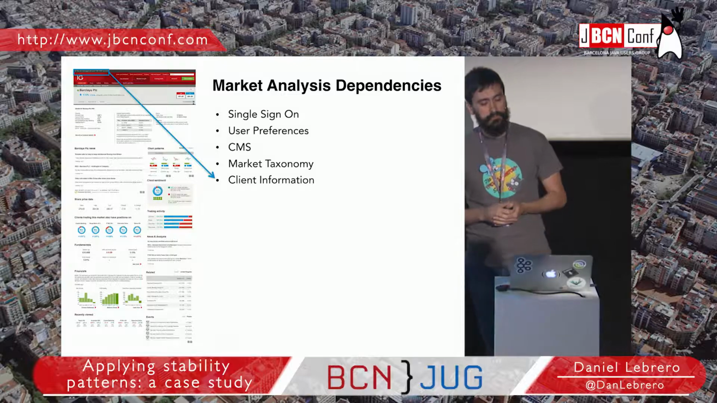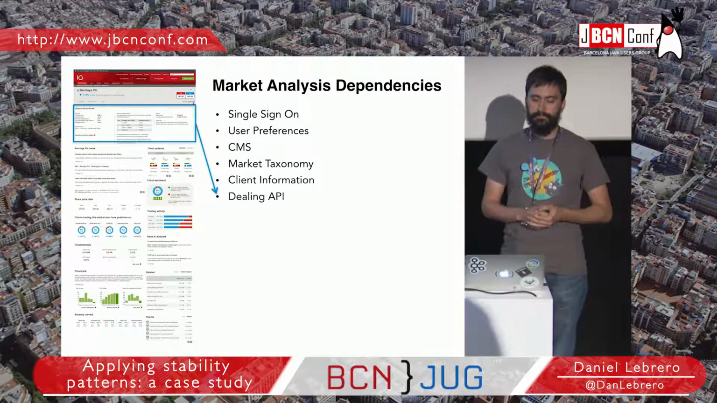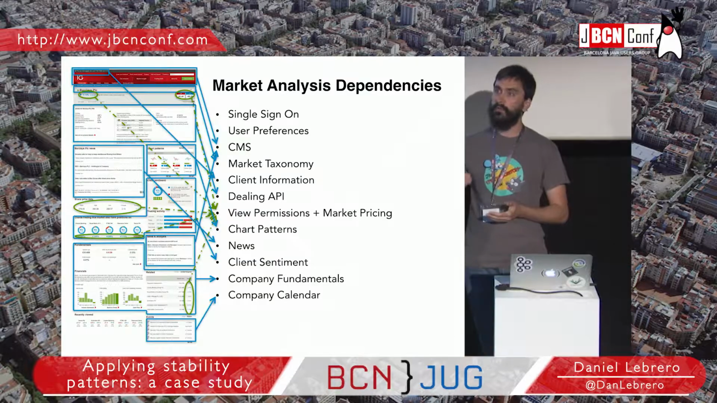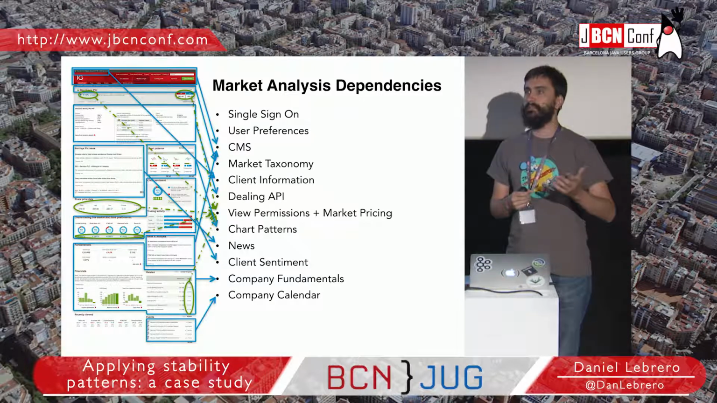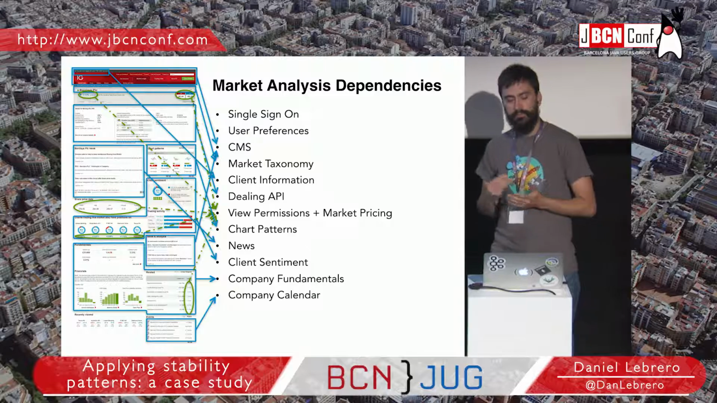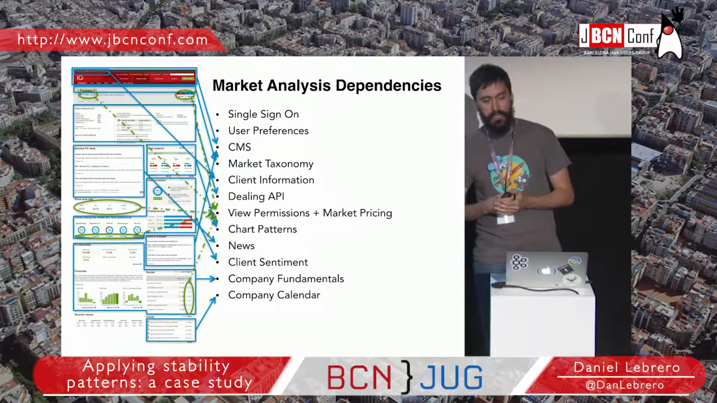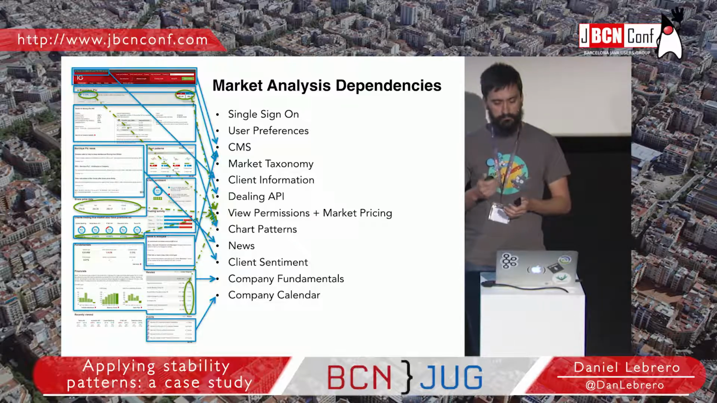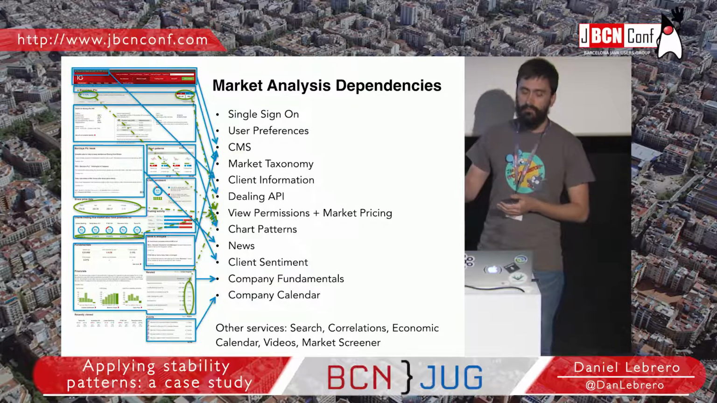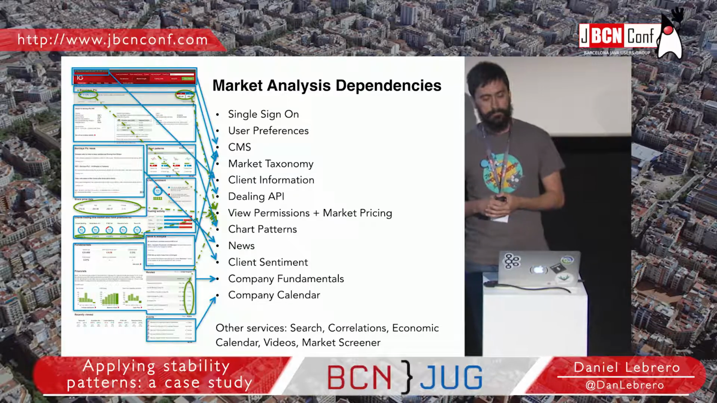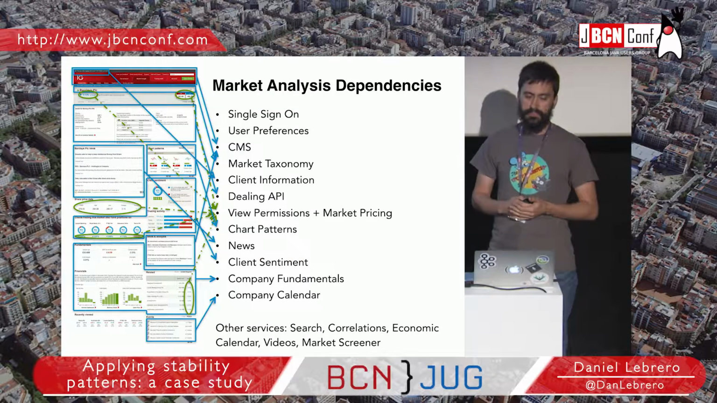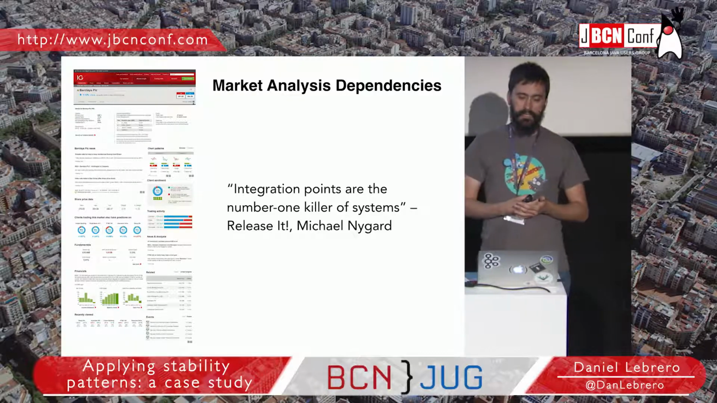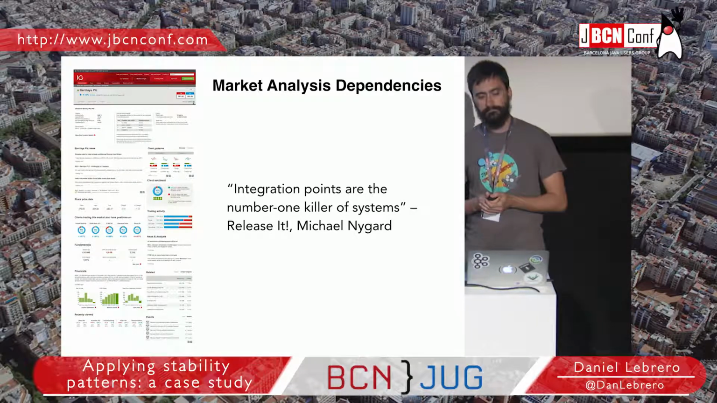That piece of information comes from the client information service. That bit comes from the dealing API, and so on, and so on, and so on. So to be able to build this page, we need to integrate with 13 services. Apart from these services, we also have a dependency with other services in different pages. So why am I talking about dependencies? Because integration points are the number one killer of systems.